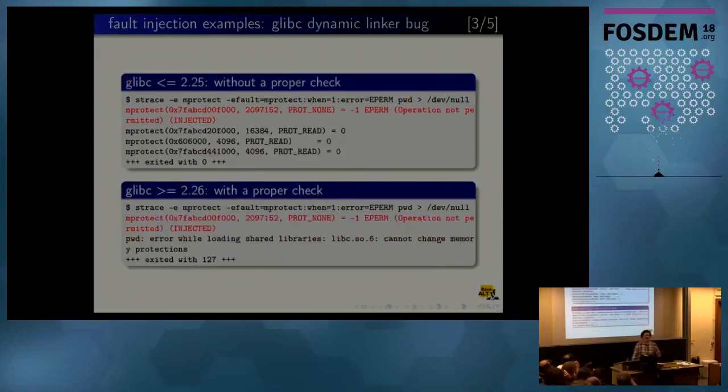Another bug was fixed in the dynamic linker in glibc. Pretty harmless bug, but still it was a bug. It ignored the result of setting protection. Some portion of memory was expected to be inaccessible, but it failed to check this, and it remained accessible. This is not good, but it was fixed also. So this is just a quick recollection from last year's talk.